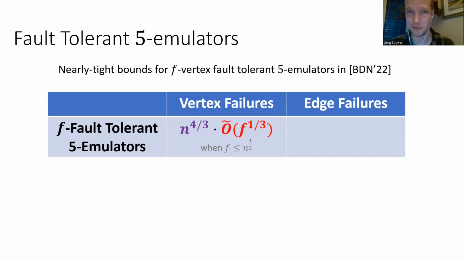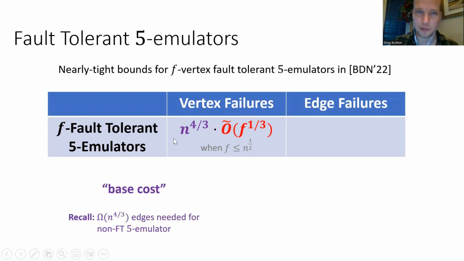Okay, so anyways, with that setup in mind, here are the results that the same set of us three authors proved last year. We were specifically studying vertex failures, and we proved that every graph has an F vertex fault tolerant 5 emulator with this many edges. I've separated this out into two parts. This purple n to the 4/3, I'm going to call the base cost. It's the base cost because Omega of n to the 4/3 edges are needed for even a non-fault tolerant 5 emulator. That is known to be tight. So we're going to have to pay that n to the 4/3 no matter what.